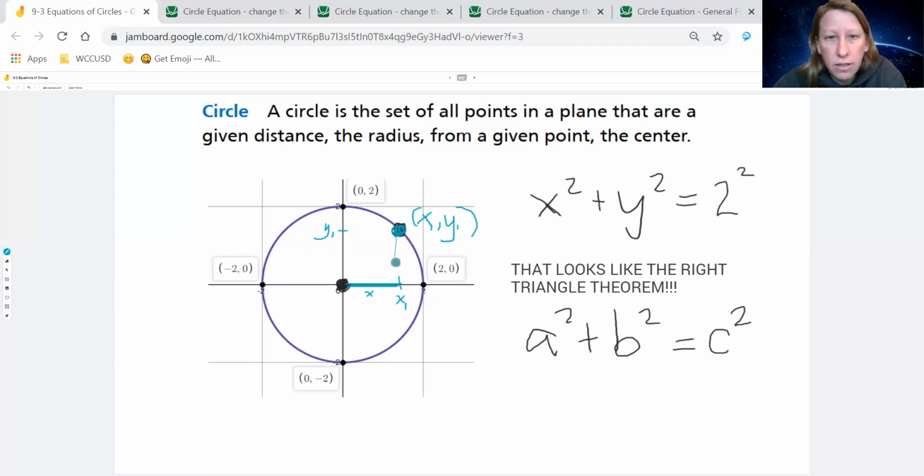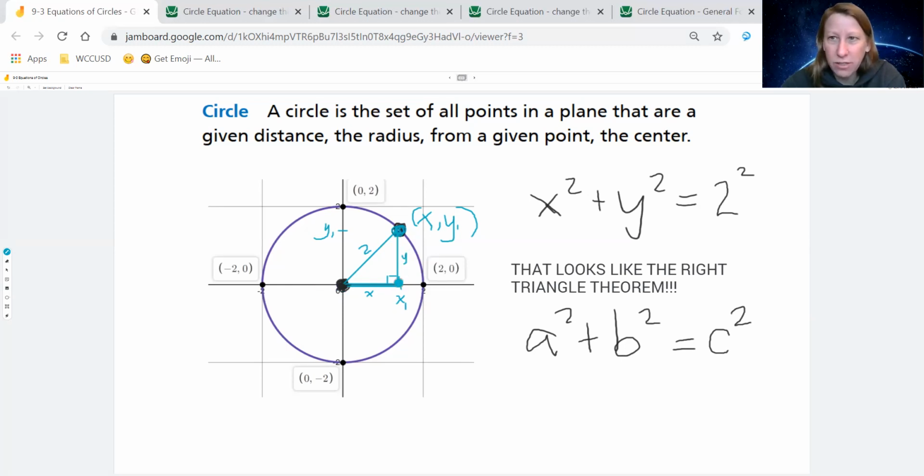Hey, look at this shape. Do you see it? What shape is that? That's a right triangle. And what do we know about the radius? We know the radius is 2, because the radius everywhere on this circle is 2. If this is X, how long is this? Y. All right, do you see it?